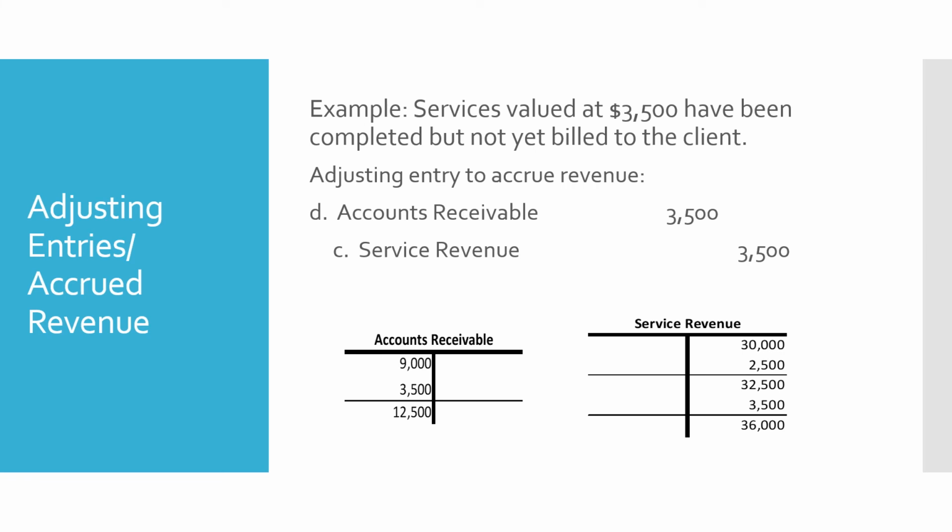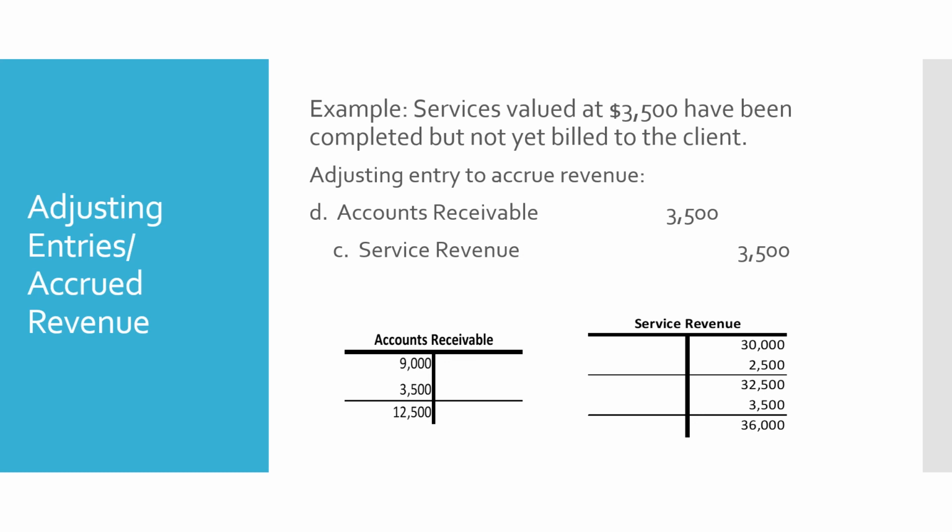So we have services valued at $3,500 that have been completed but not yet billed to the client. So we're going to debit accounts receivable for $3,500. We're going to credit service revenue for $3,500. In both cases, those account balances are increasing. So our accounts receivable balance was a debit balance of $9,000. We are now increasing that with a debit of $3,500. So the total amount owed to us at this point is $12,500.